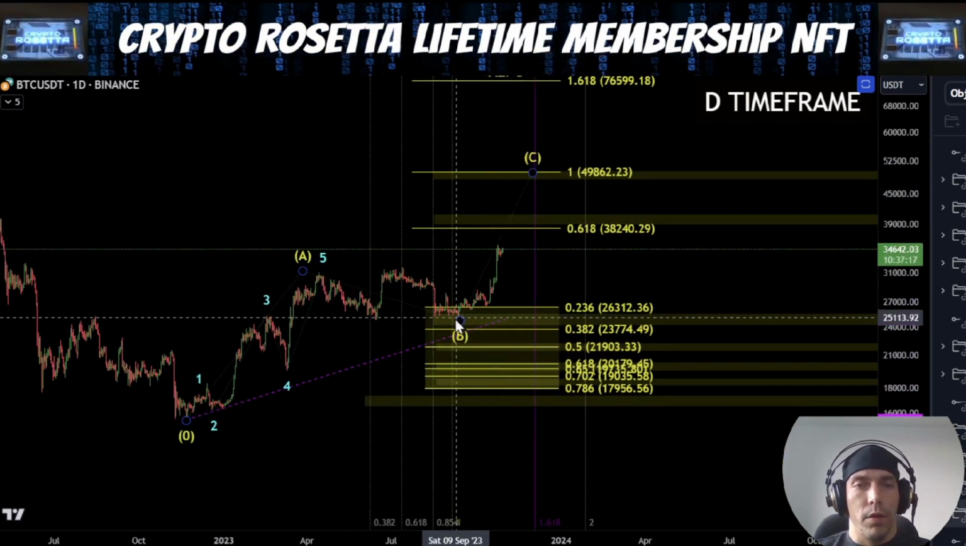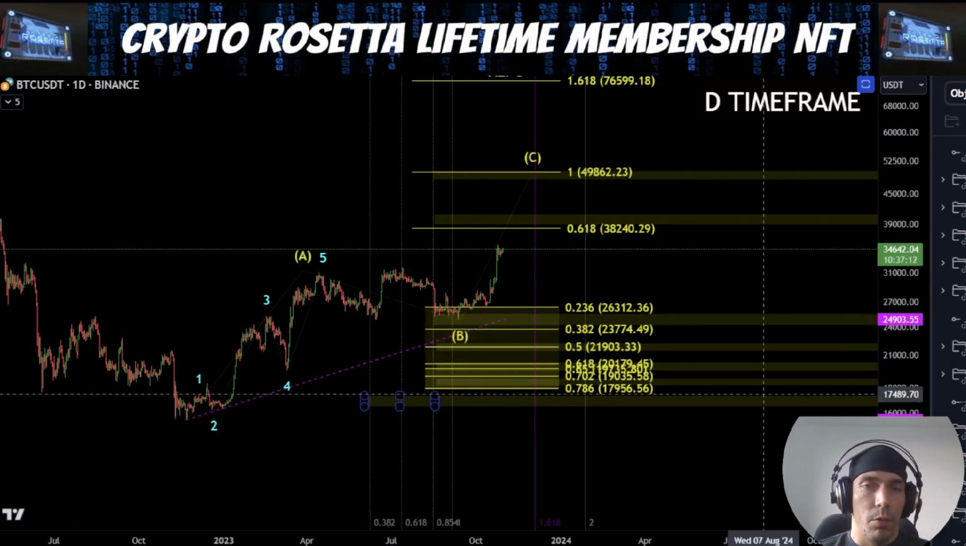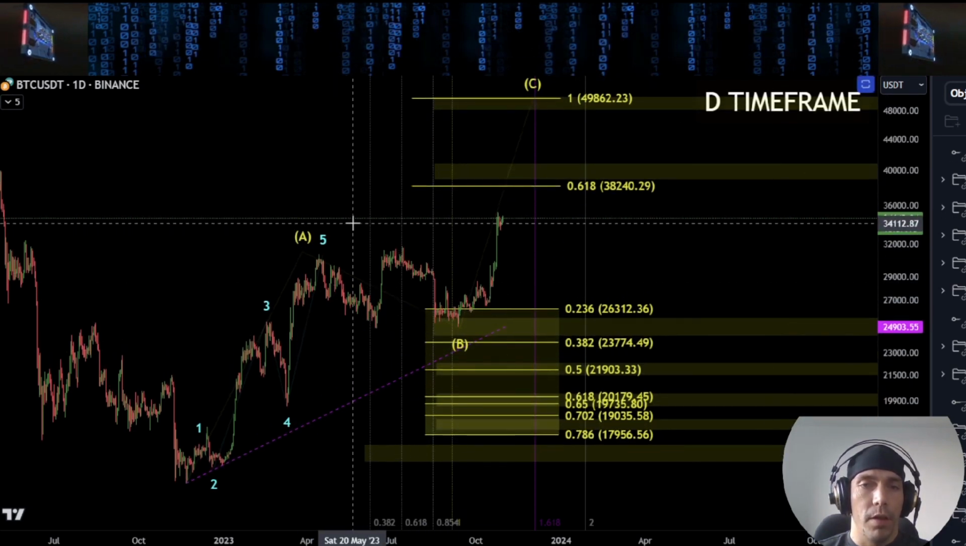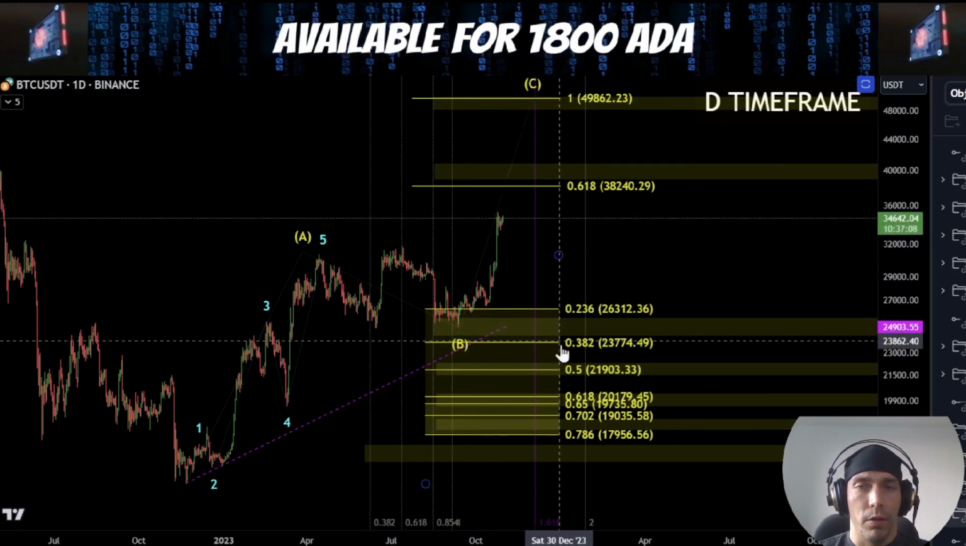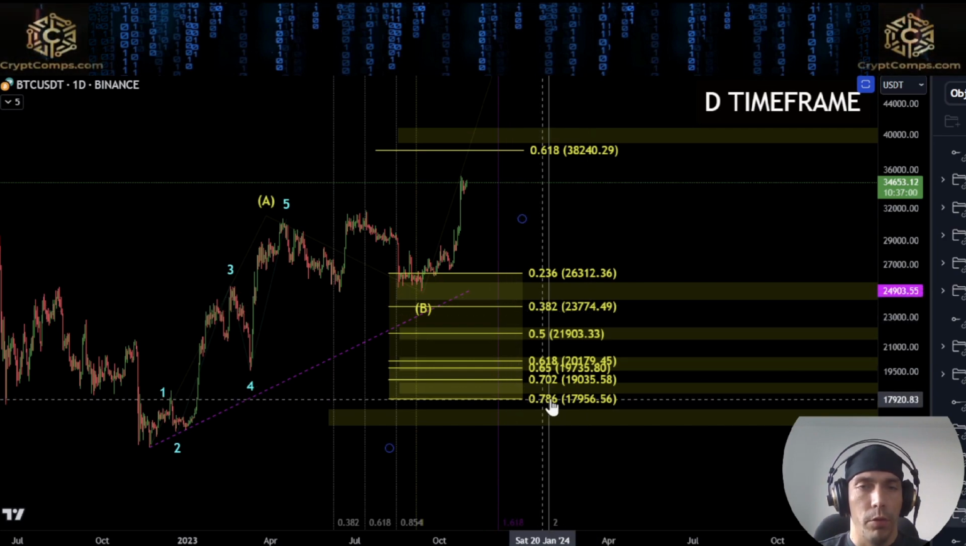Now, within this idea, there is a possibility that this B wave could still be incomplete. So we need to also be aware that we could still see another pushback down into this lower support area between this 0.382 to this 786.